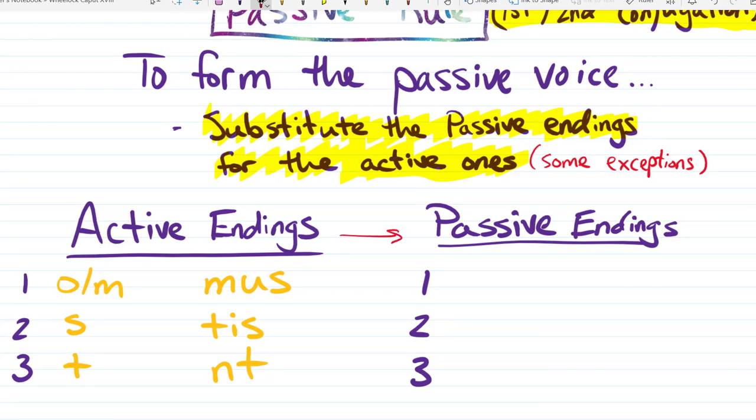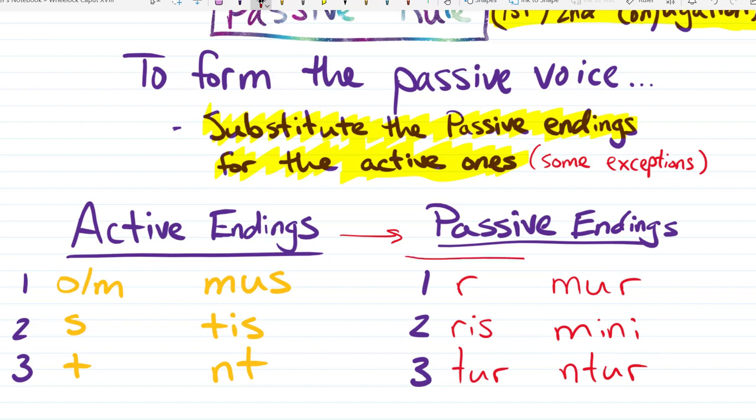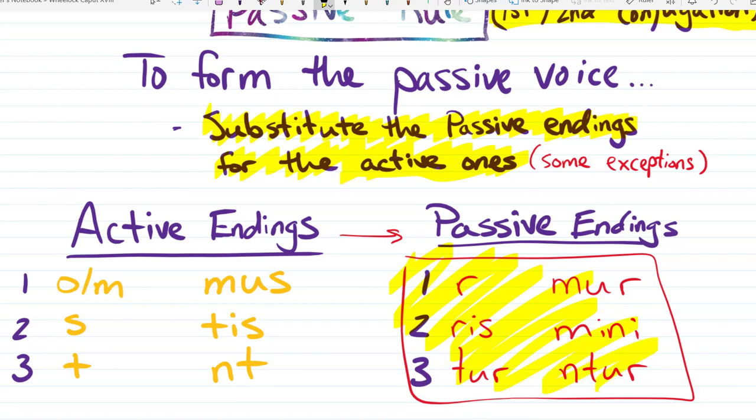for passive endings, and here they are. R, ris, tur, mur, mini, and ntur. Okay, this is a very important chart. I would suggest copying this chart down. I would definitely know this chart. Okay, let me erase that so you can actually do it now. But copy down this chart. It is super important. It's supposed to be a star. Okay, R, ris, tur, mur, mini, and ntur.